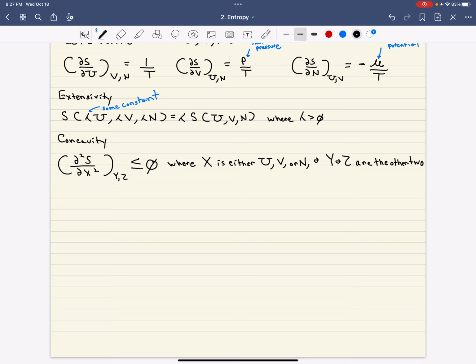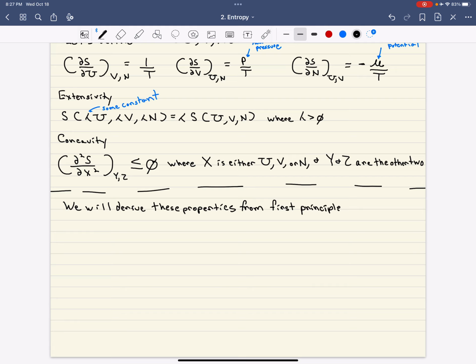So in this video, I'm just stating here the rules that apply to entropy. But as far as proving or justifying why these rules exist, this is something we're going to do throughout this course. So we'll derive these properties from first principles later on.